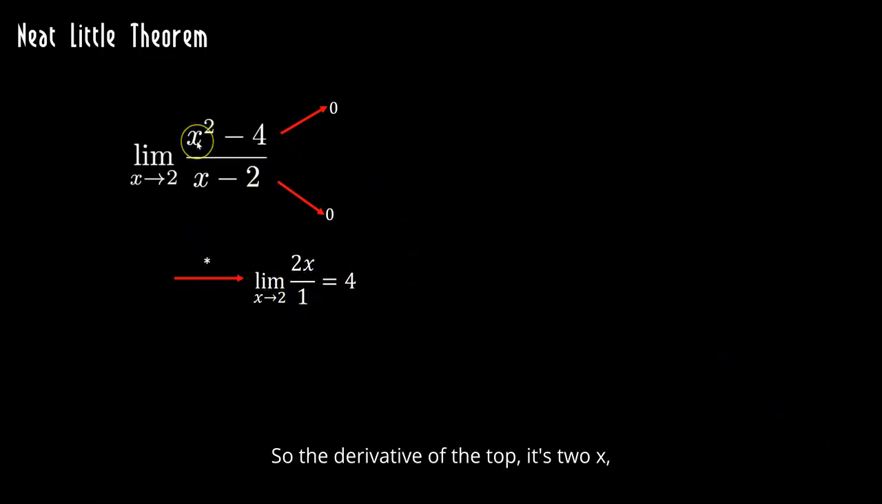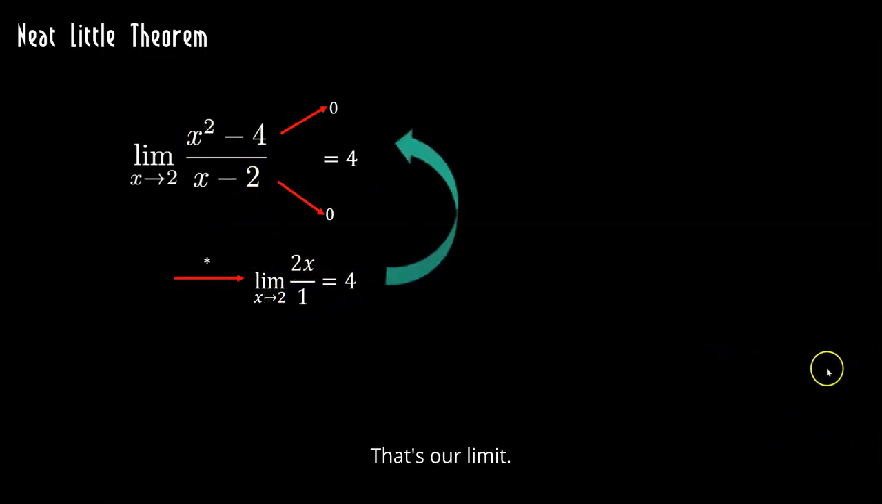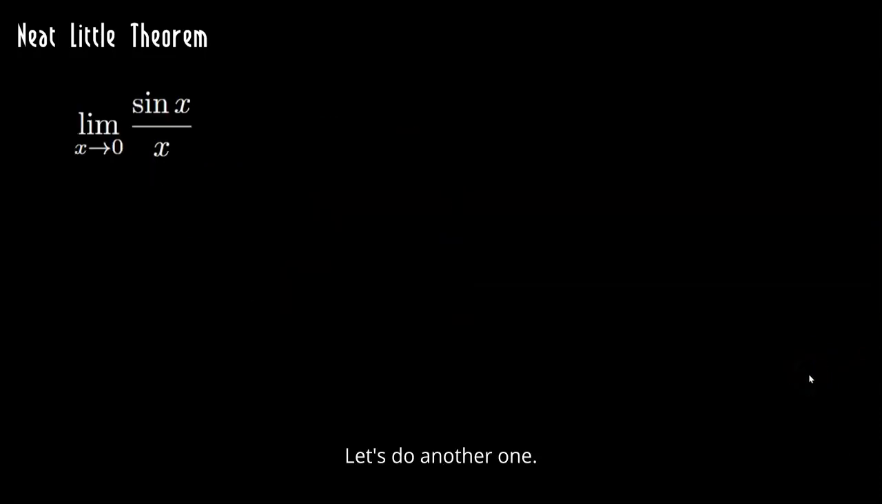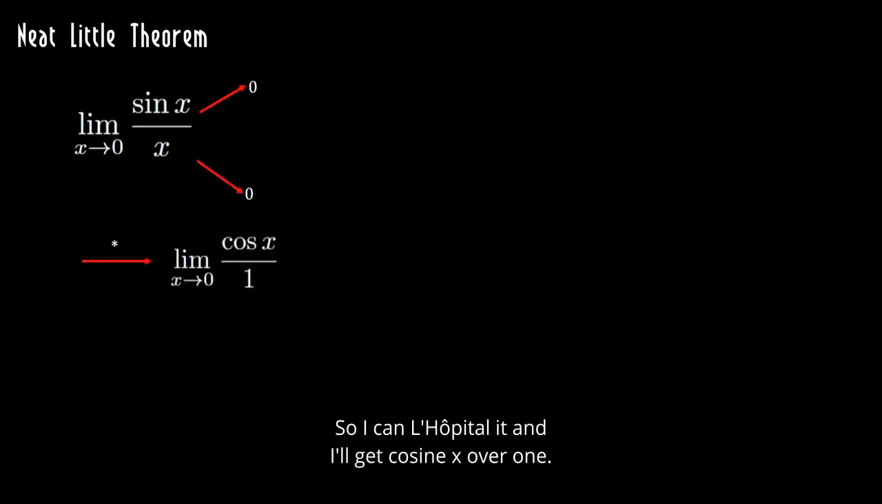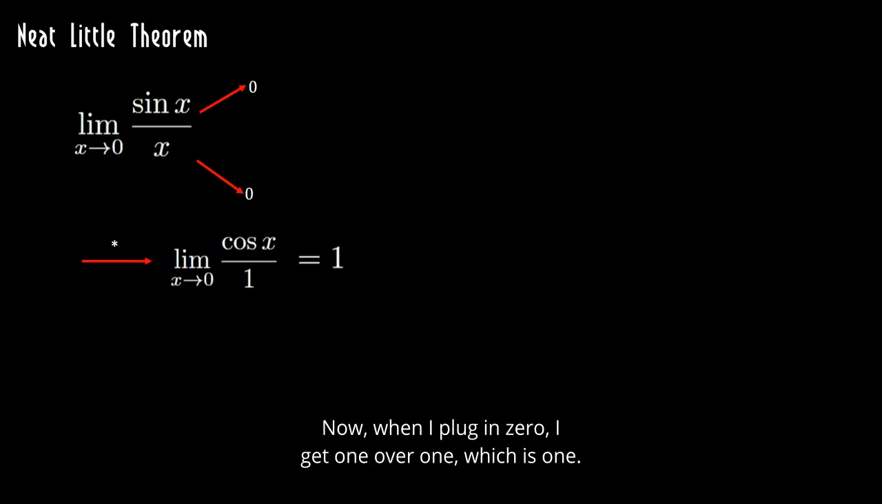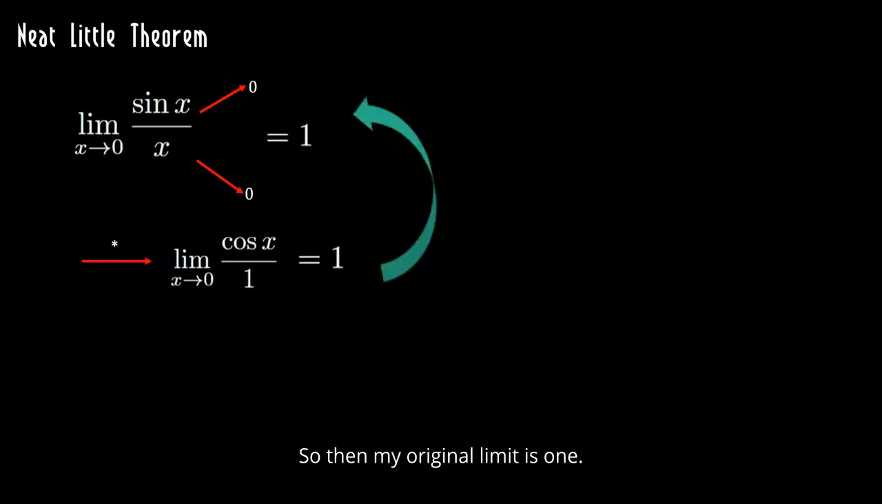So the derivative of the top is 2x, the derivative of the bottom is 1. Now when I plug in, I get 4. 4 is fine and dandy. That's our limit. Let's do another one. The limit as x approaches 0 of sine x over x. If I plug in, I get 0 over 0. So I can L'Hopital it, and I'll get cosine x over 1. Now when I plug in 0, I get 1 over 1, which is 1. So then my original limit is 1.